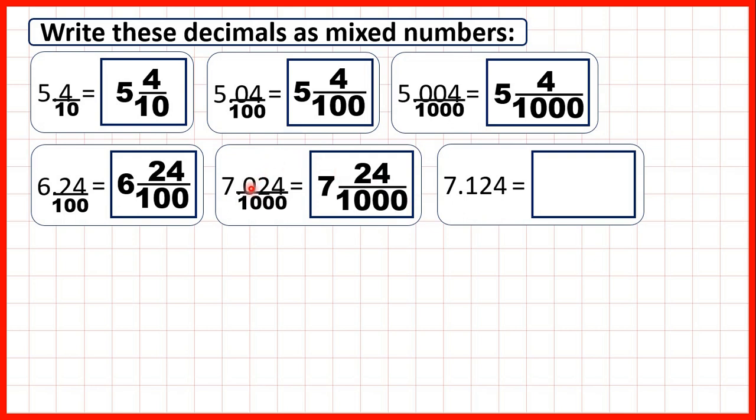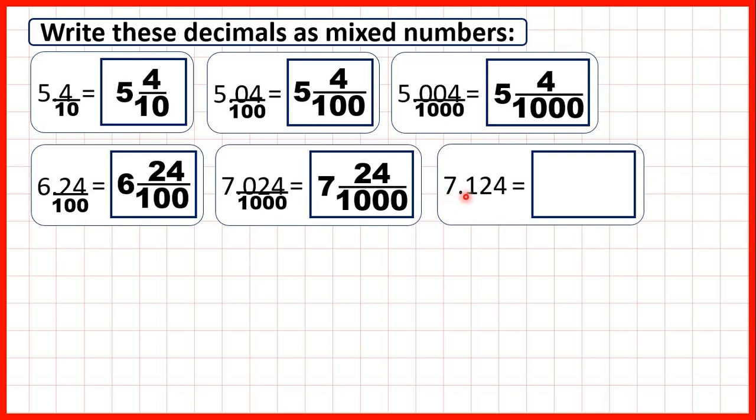We're ignoring the zeros at the start when we write our numerator, because we don't have zeros at the start of whole numbers, and though our numerator isn't really a whole number, we don't need to write 7 024 over 1,000, we can just write 7 24 over 1,000.